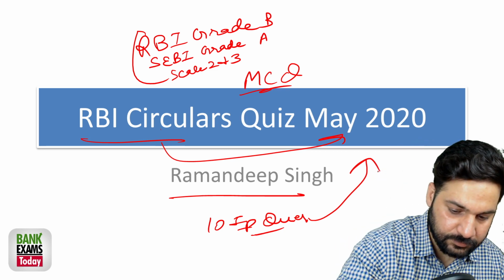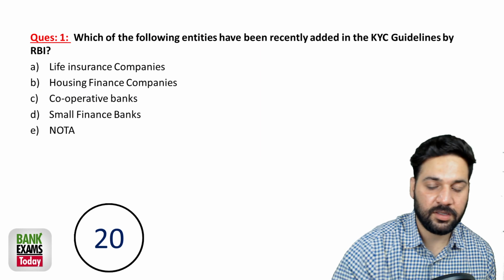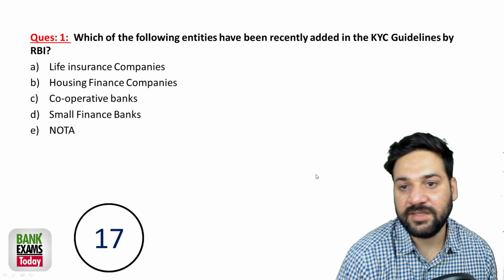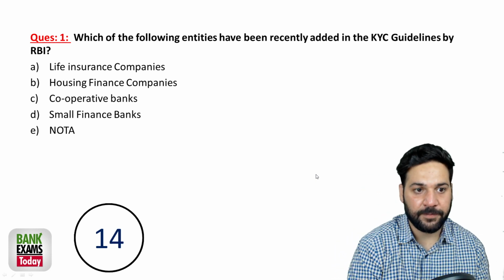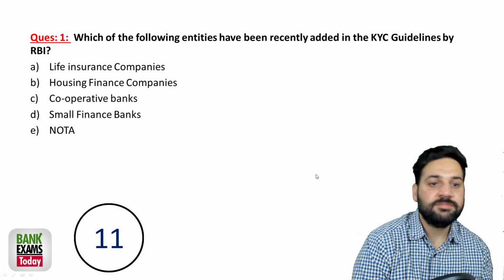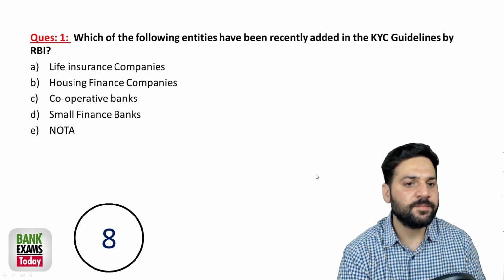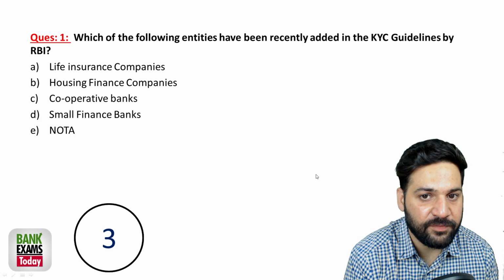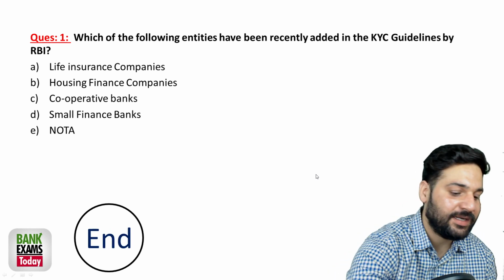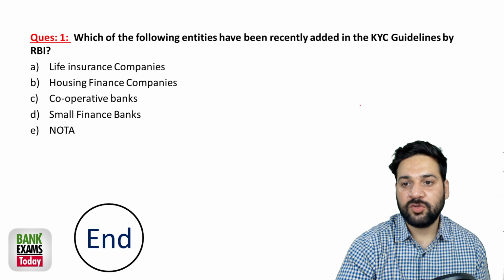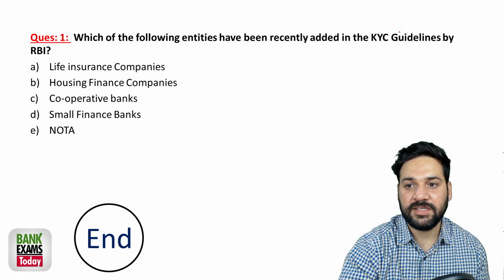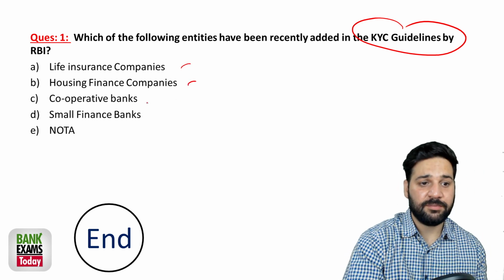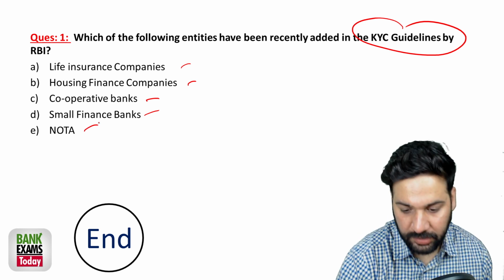Okay, so let's start. I'm giving you some time to read the question. Which of the following entities have been recently added in the KYC guidelines by RBI? LIC, housing finance companies, cooperative banks, small finance banks, or none of the above? Time ended. So, which of the following have been added in the KYC guidelines of RBI?